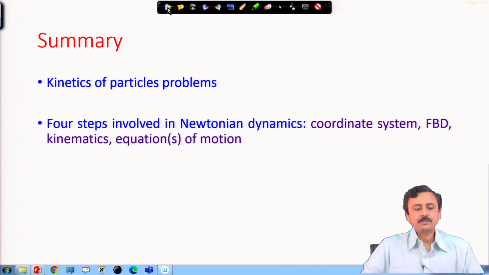So, to summarize, we have discussed a couple of problems involving these 4 steps in Newtonian dynamics. With that, I will close this lecture.